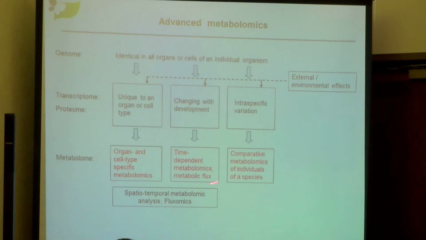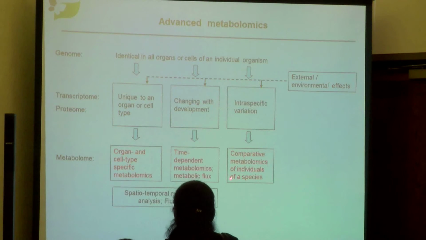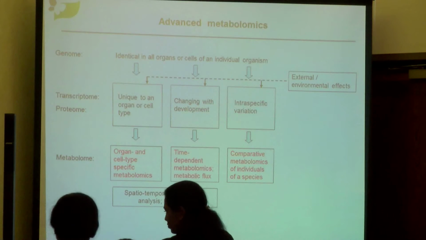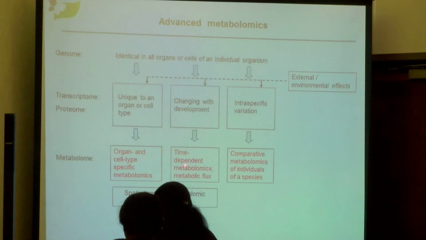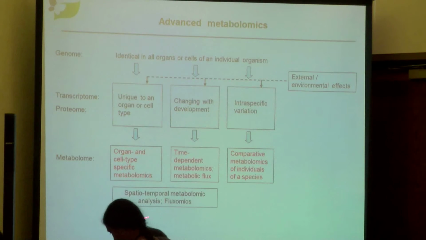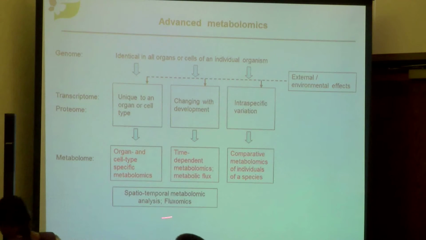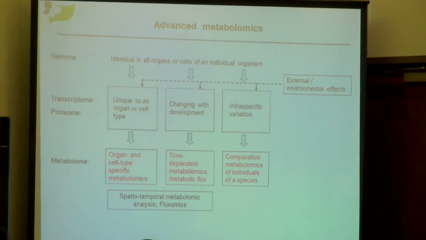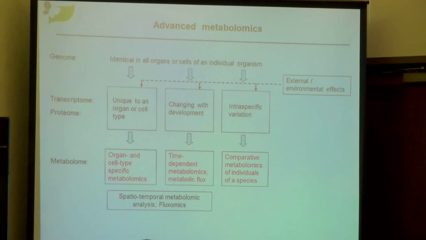So to summarize this, in future we have to look for organ and cell type specific metabolomics. We have to look for comparative metabolomics of individuals of a species, and of course we have to look at time-dependent metabolomics. So that means metabolic fluxes. So it's spatio-temporal metabolomic analysis, or fluxomics. This is what we have to do in future, not only in medical metabolomics, but also in chemical ecology.